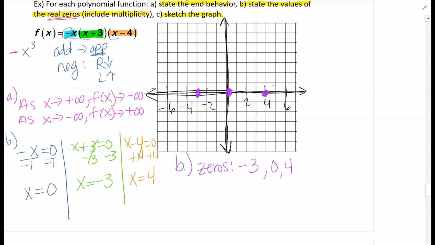And then for my end behavior, I have the right side going down. So next to my 4, slightly off to the right a little bit, I'm going to draw an arrow down. And then my left side is going to go up. So next to my negative 3, shifted a little bit to the left, I'm going to draw my up arrow. And then I'm going to connect the dots. And no multiplicity, so you're going to cross every time. So cross, cross, cross.